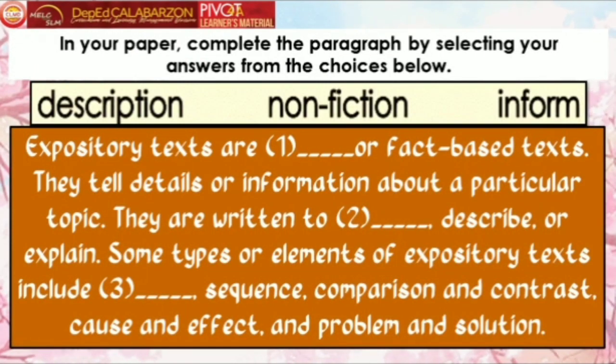And before we end the lesson, in your notebook or on your paper, complete the paragraph by selecting your answers from the choices below. The choices are description, non-fiction, inform. Expository texts are number 1, blank, or fact-based text. They tell details or information about a particular topic. They are written to number 2, blank, describe or explain. Some types of elements of expository text include number 3, blank, sequence, comparison and contrast, cause and effect, and problem and solution.